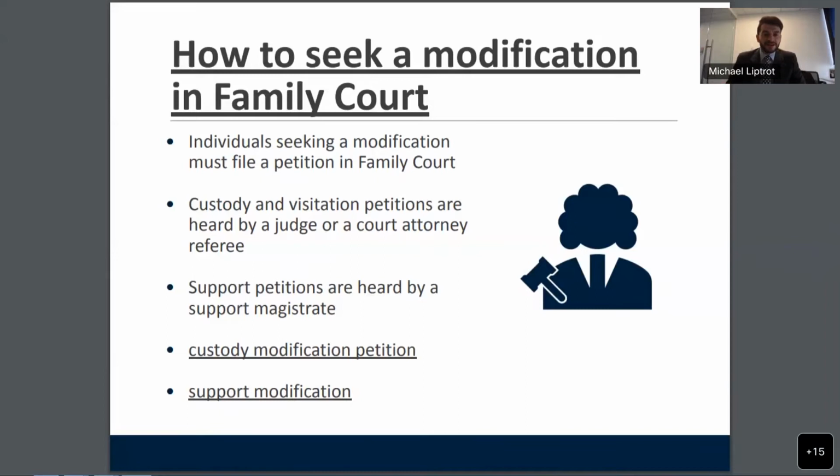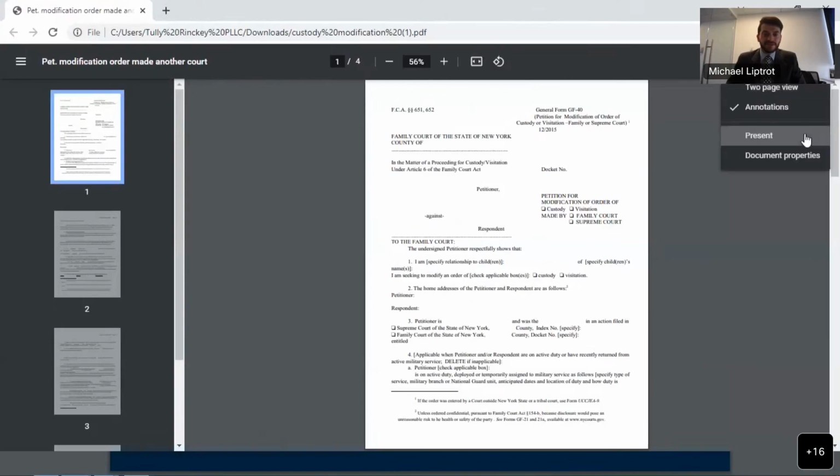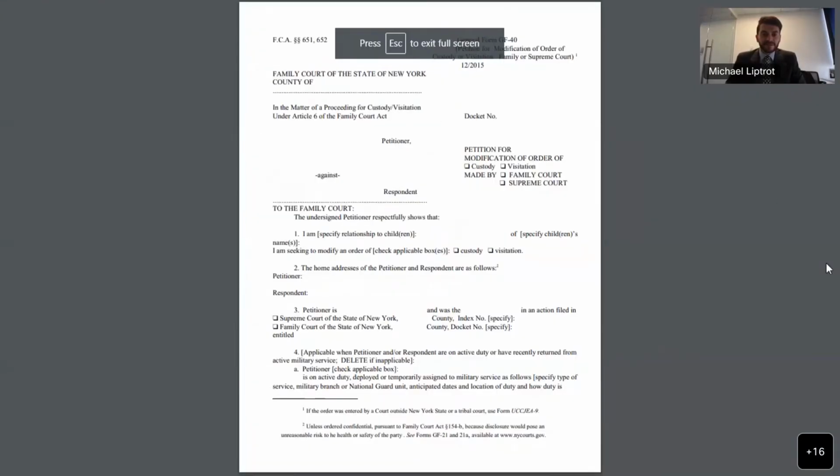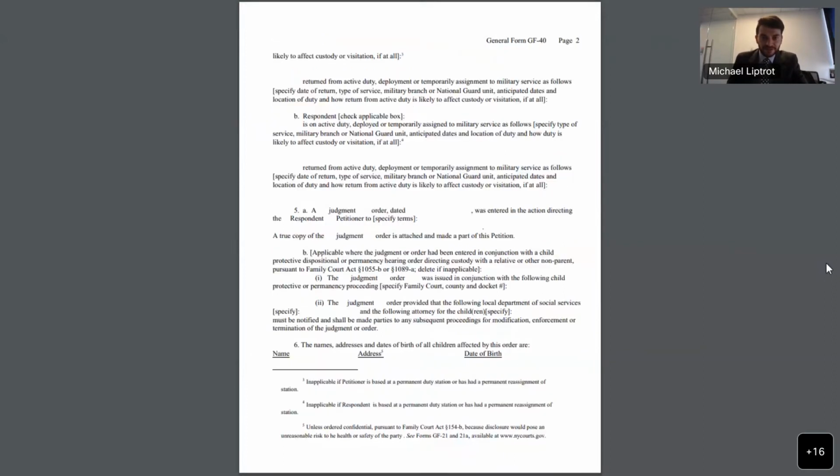Okay, and I just wanted to show you all what these modification petitions look like. So if Taylor, we could head over to the custody modification petition PDF. And this is the New York State form for modification petition. I just want you to see sort of what it looks like. The first page is basic information, and then Taylor, if we can scroll down.